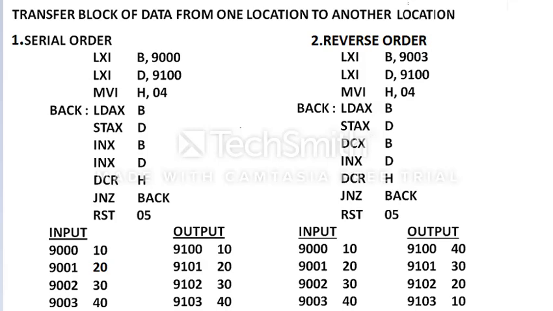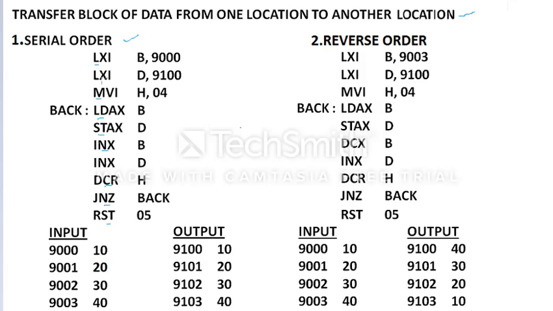Hi everyone, let's discuss how to transfer a block of data from one location to another in 8085. We'll see this program in two ways, that is in serial order and reverse order. So first we'll move to the first type, that we can transfer a block of data from one location to another location in serial order. To do this program, we require some instructions like LXI, MVI, LDAX, STAX, INX, DCR, JNZ, RST.